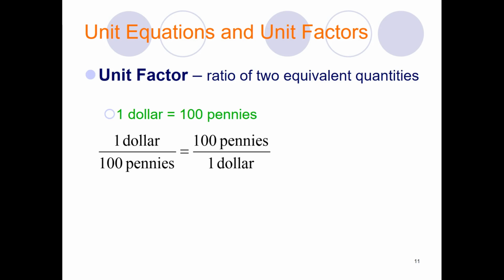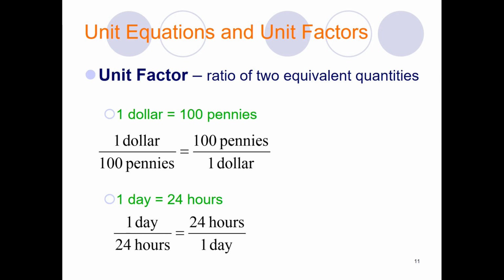Okay, but let's do another unit factor first. So this is another one I think you know. 1 day equals 24 hours. So to write that as a fraction, I can either write 1 day on top and 24 hours on the bottom, or 24 hours on top and 1 day on the bottom. I can write both of those coming from that same statement. Okay, so there's lots of unit factors that exist. Most of them I will give to you.